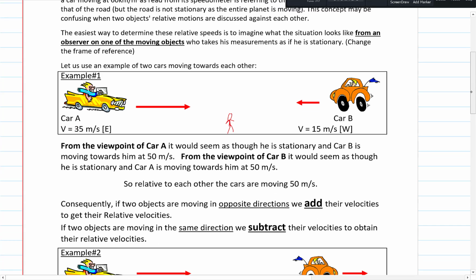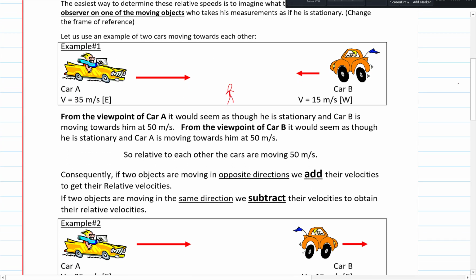So there are two examples of relative velocity: when they're moving towards each other, and down below, one is moving away or trying to move away, but the other one's trying to catch up. In example number 1, we have car A moving at 35 meters per second east. There's a vector representation of it. And car B is 15 meters per second west. There's our vector representation of it.